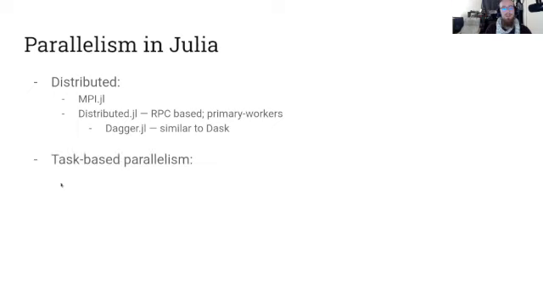Then on the layer beneath, you have task-based parallelism. And so we have these macros @sync and @spawn, where @spawn will create a task and will then execute that task on potentially a different thread, and @sync will then synchronize a set of spawns within a region.